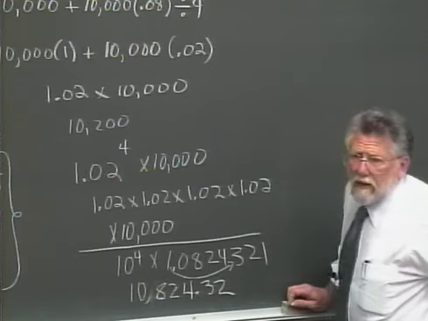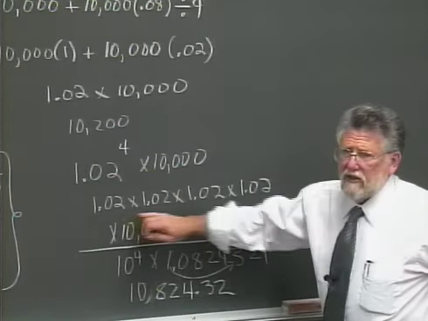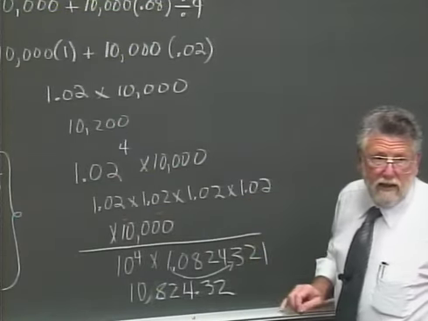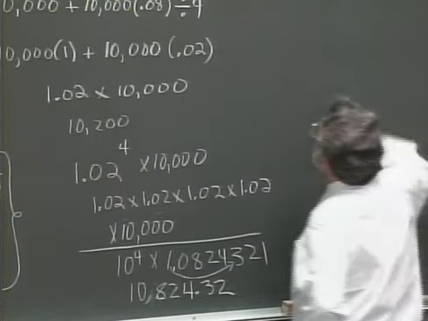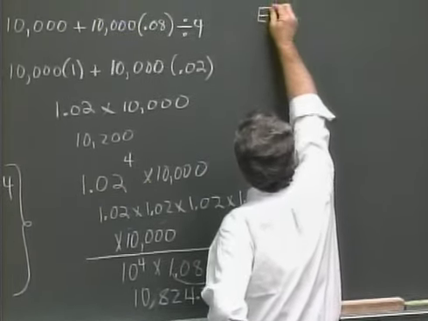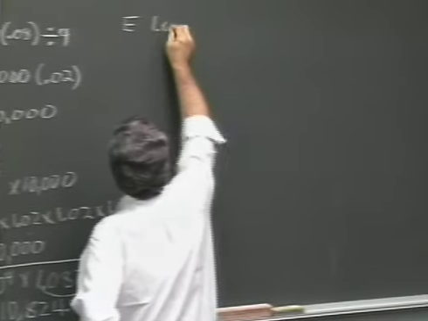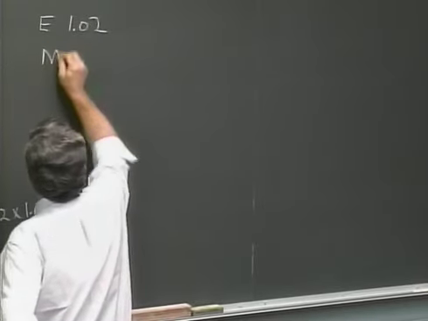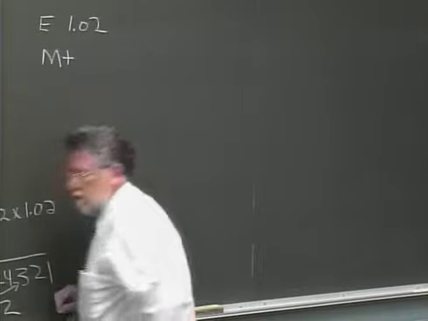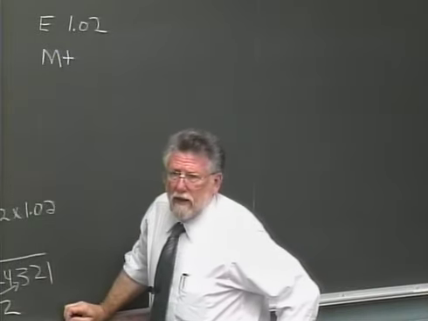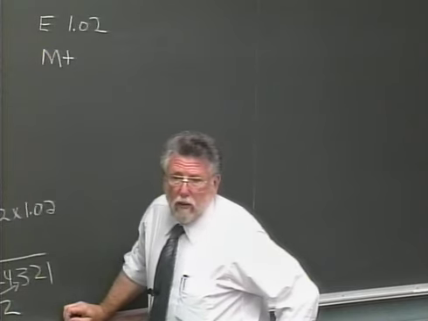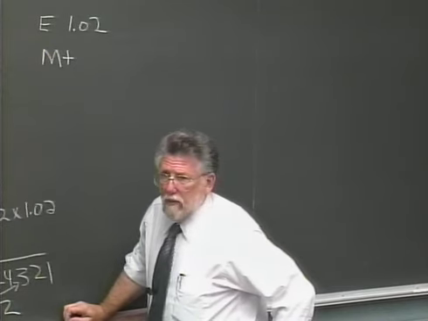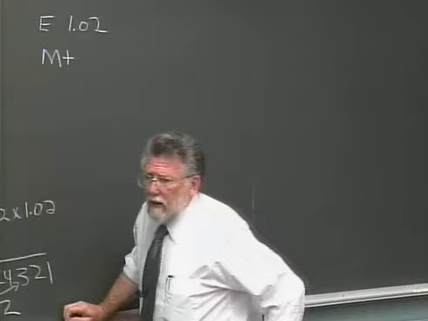Okay, now let's see how we can do that without having to multiply these out each time so we can make it easier. I want you to go ahead with your calculator and do this for me. Enter 1.02 and hit M+. So you have 1.02 and you enter M+. You should see an M on your keyboard, right? Or on the output.